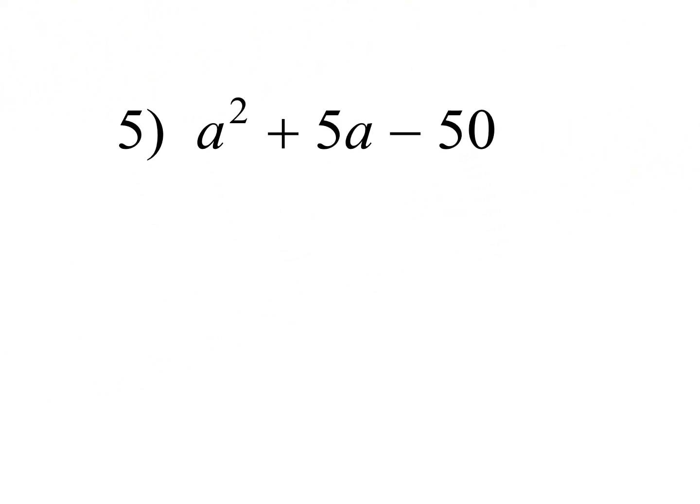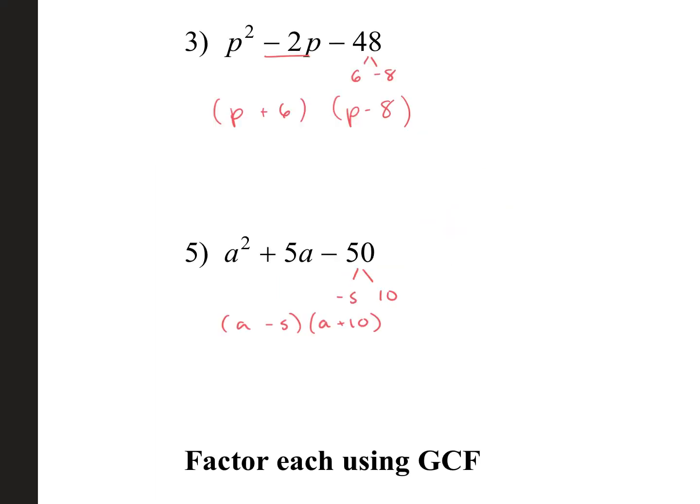Number 5. Janessa, what are 2 factors of -50 that add to 5? -5 and 10. Perfect. So we have a minus 5 and a plus 10. Any questions on the first part?